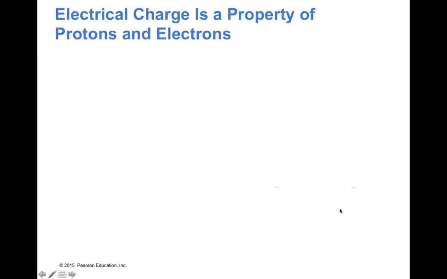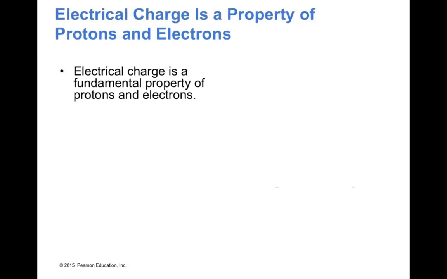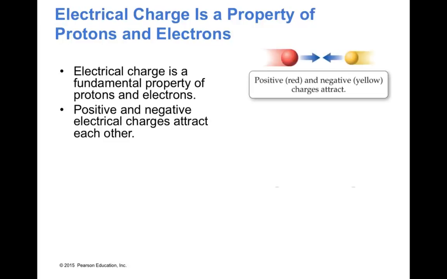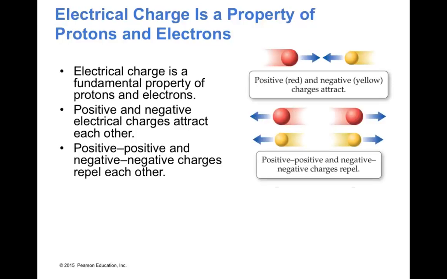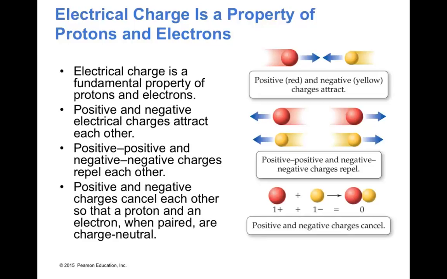What about the charges of the subatomic particles and their behavior? Electrical charge is a fundamental property of protons and electrons. Positive and negative electrical charges attract each other. Positive-positive and negative-negative charges repel each other. Positive and negative charges cancel each other so that a proton and an electron, when paired, are charge neutral. But it is important to understand that even though the charges are cancelled, it doesn't mean that the subatomic particles lost their corresponding charge.